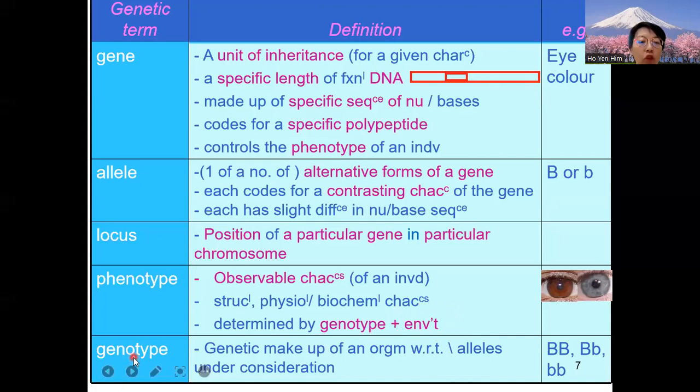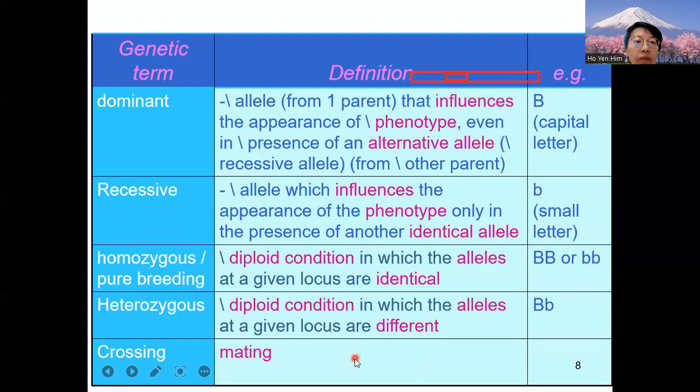Now, genotype. Genotype is the genetic makeup of an organism with respect to, WRT is my short form, the alleles under consideration. That means to say, your eye color genotype is what? Is it big B big B, big B small b, or small b small b? So this is called the genotype, the genetic makeup of the organism with respect to the alleles under consideration.